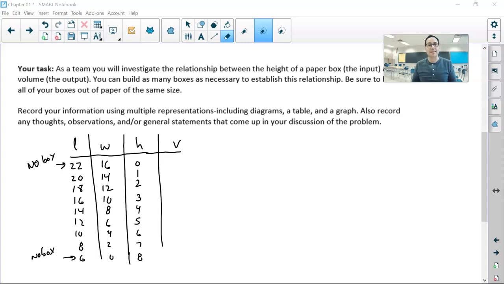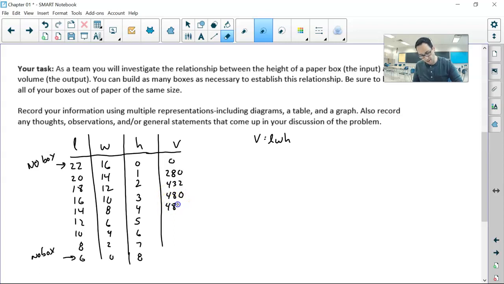Now, what we can do is we can calculate the volumes. And the volumes, we're just going to multiply. The volume of a rectangular prism is the length times the width times the height. So if we multiply these, our volume for 22 times 16 times 0 is 0. For the next one, when the height is 1, it's 280. Then we get 432, 480, 488, 360, 240, 112, and then once again a volume of 0 because we didn't actually have a box.